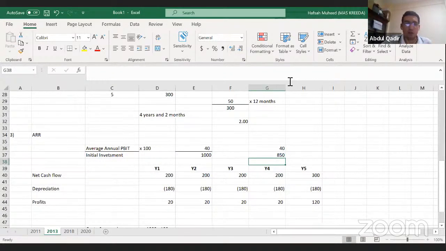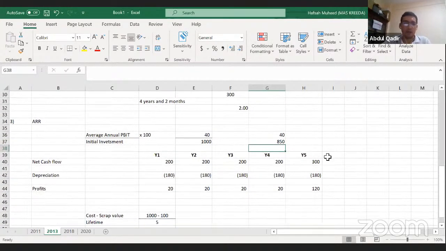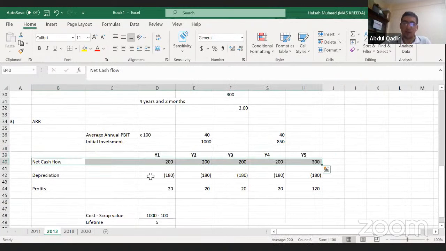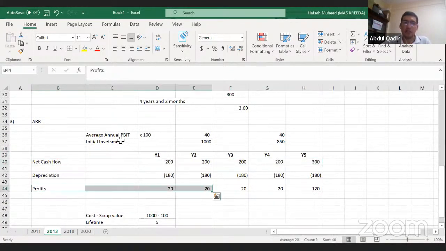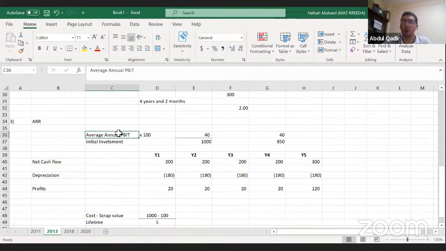Can you please explain how to calculate PBT? Okay, so profit before tax. All this time we calculated cash flows, and now we have to calculate profits. Why? Because this ARR formula requires profits. That formula asks for profits. So you have to go from net cash flows and calculate profits now.